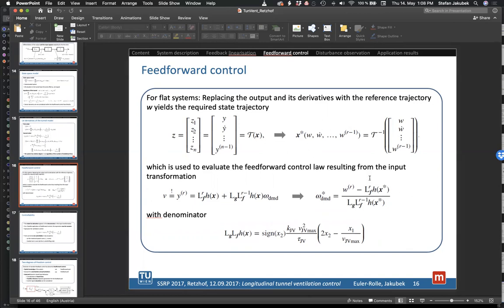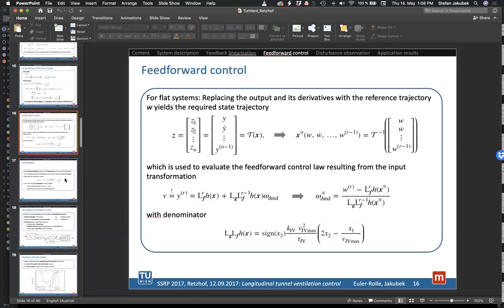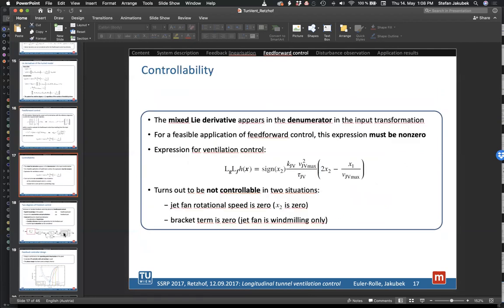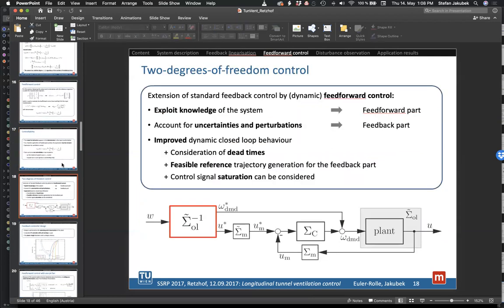And from this, you can actually derive a feed-forward control law that tells you exactly how to speed up the jet fans in such a way that you get a nice trajectory of this system, if you want so. And of course, I just told them, if you get in such a situation, then it's a problem. This is the windmilling situation. So we already had this.